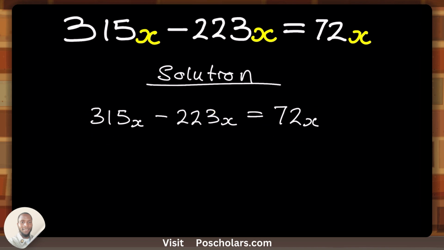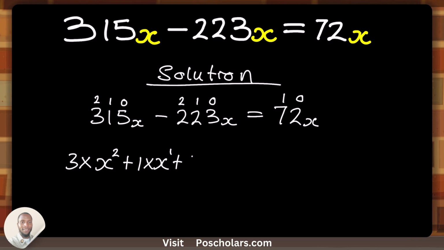The first thing to do is to order it. We order this one 0, 1, and 2. Order this term also 0, 1, and 2. Order this term 0, 1. Next, we say 3 times x raised to power 2 plus 1 times x raised to power 1 plus 5 times x raised to power 0, right? That's for the first term. Next, for this term, we say 2 times x raised to power 2 plus 2 times x raised to power 1 plus 3 times x raised to power 0.